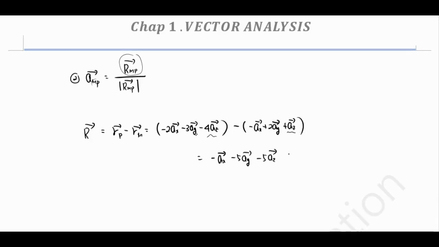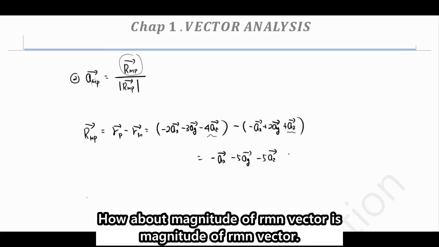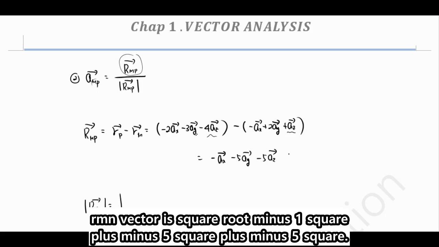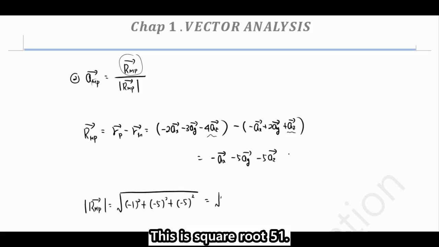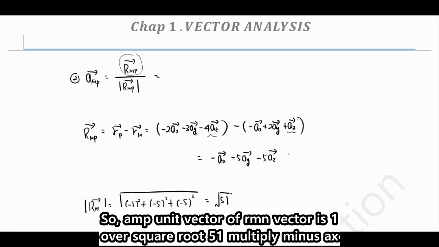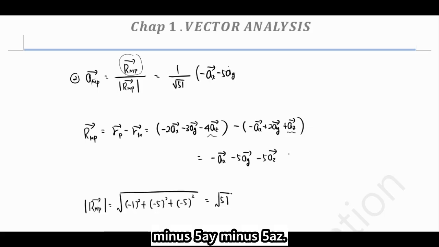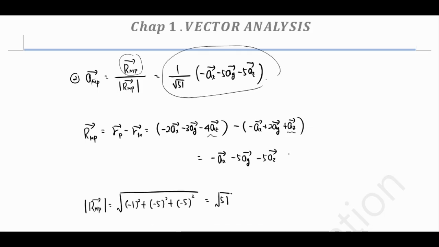How about the magnitude of RMP vector? The magnitude of RMP vector is the square root of minus 1 squared plus minus 5 squared plus minus 5 squared. This is square root 51. So AMP, the unit vector of RMP vector, is 1 over square root 51 multiplied by minus ax minus 5ay minus 5az. This is the answer.